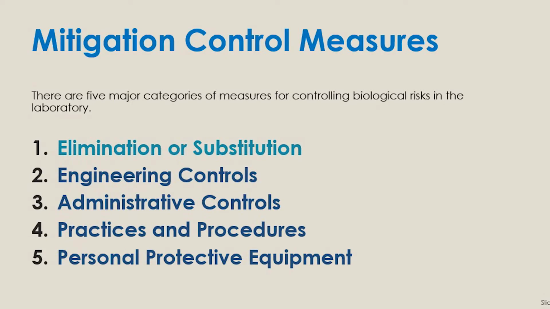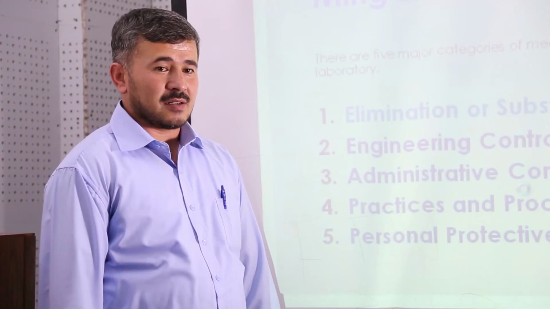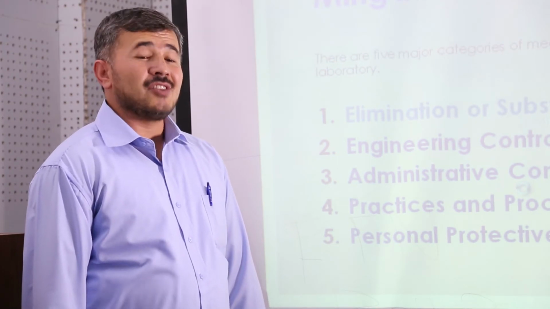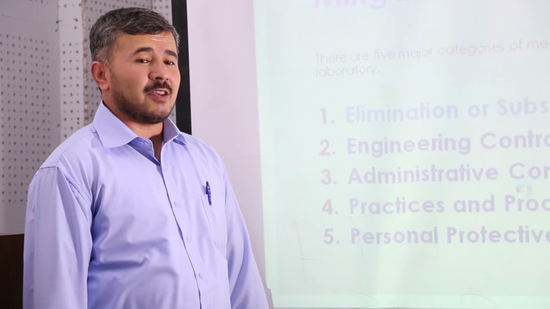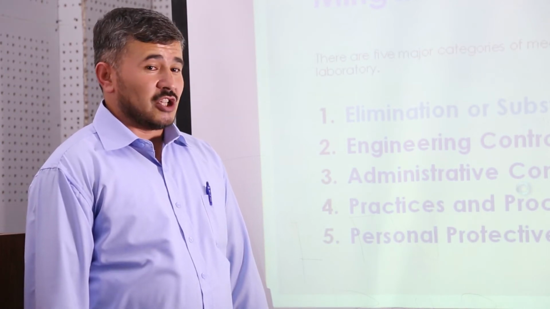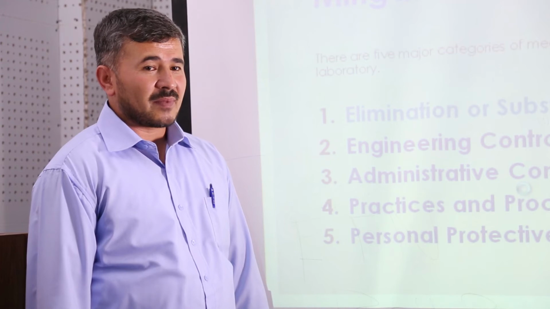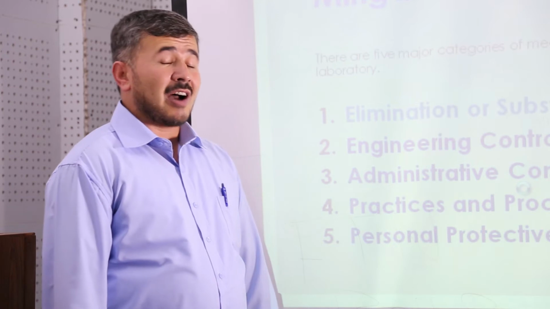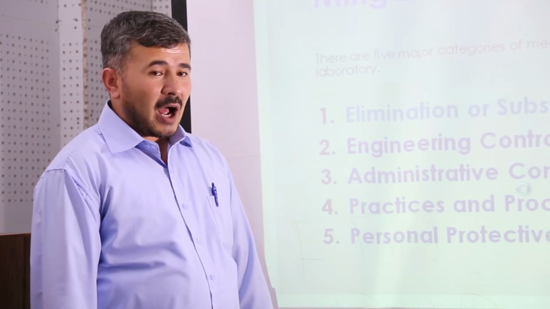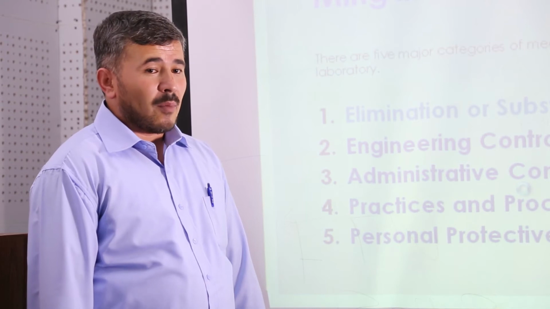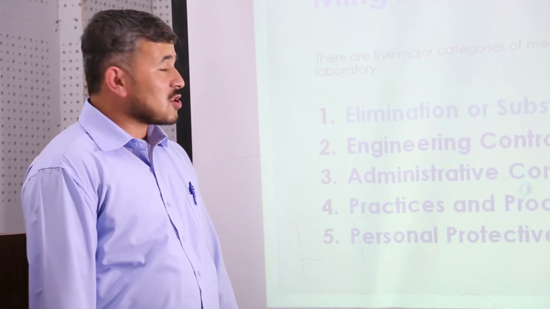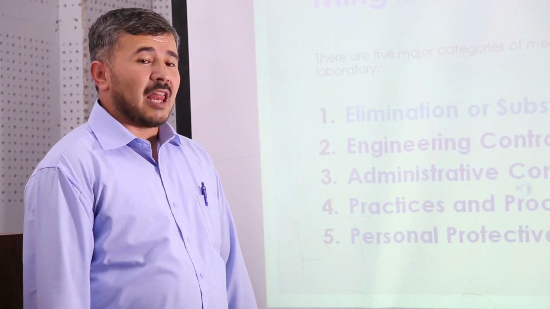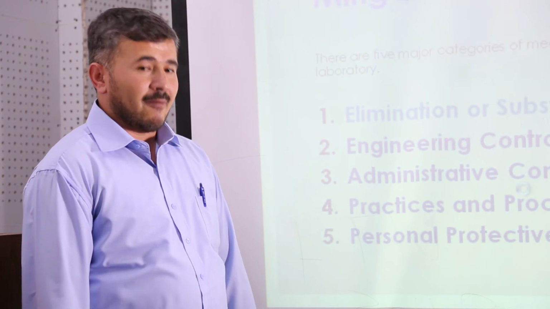Generally, there are 5 categories of risk mitigations: elimination, substitution, engineering control, administrative control, practice and procedures, and PPE. So, to reduce the level of risk that is not acceptable in the lab, we can apply most of the time all or most of these control strategies to reduce the level of risk to an acceptable level.